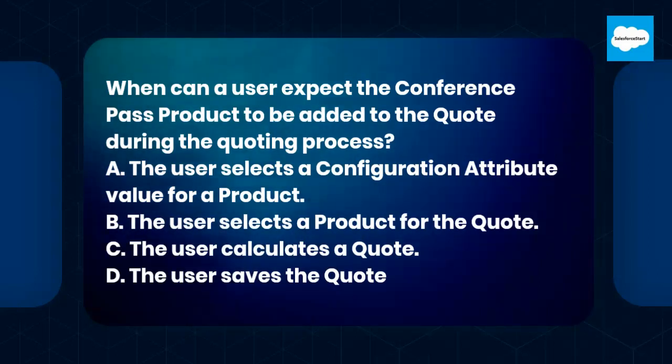A. The user selects a configuration attribute value for a product. B. The user selects a product for the quote. C. The user calculates a quote. D. The user saves the quote.